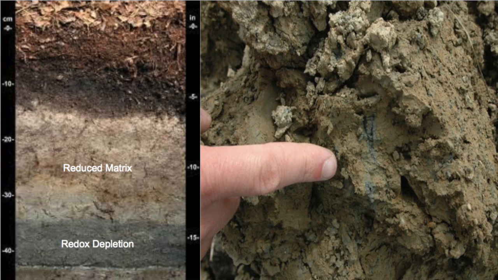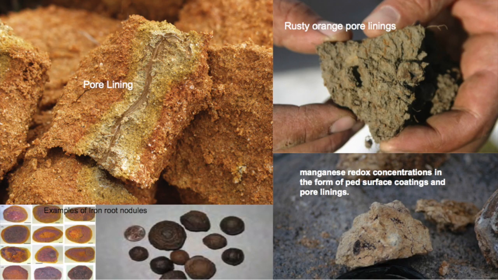Redox depletions are characterized by bodies of low chroma, appearing as low-intensity colors. In these soils, iron and manganese have been completely stripped out due to prolonged anaerobic conditions causing the mobilization of these metals. The second feature is known as the redox concentrations. Important characteristics of this soil include masses, pore linings, nodules, and concretions.